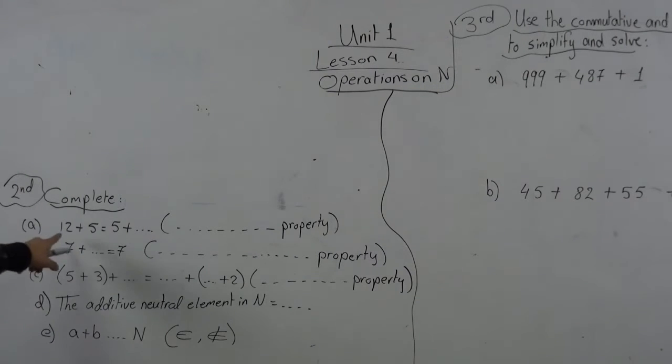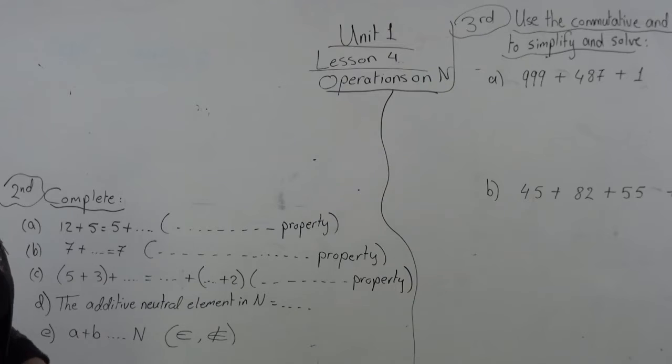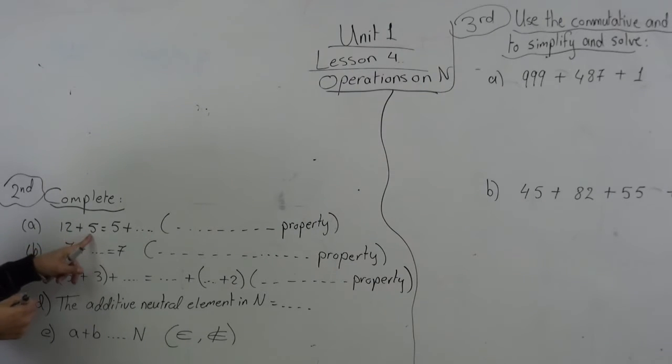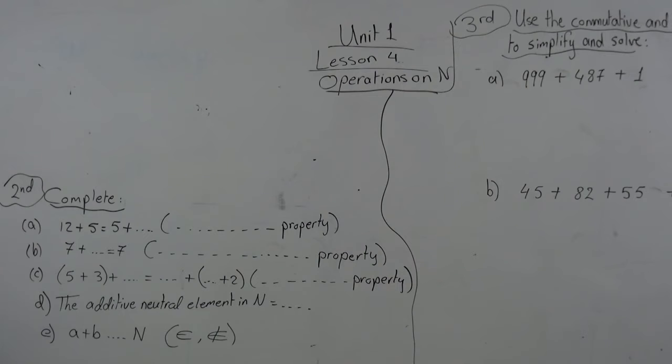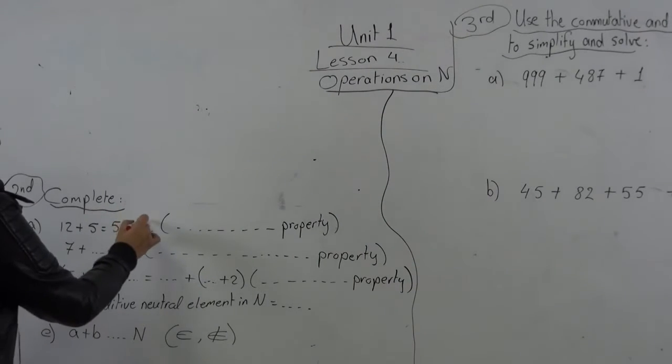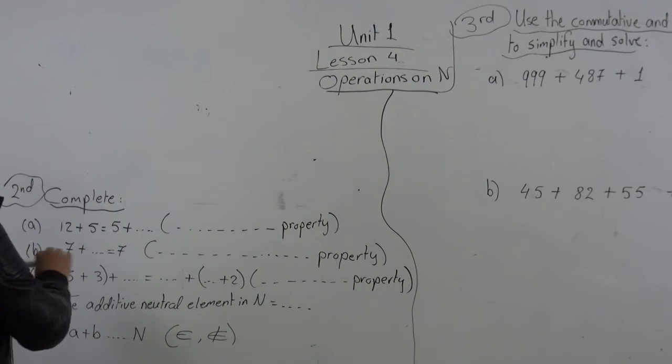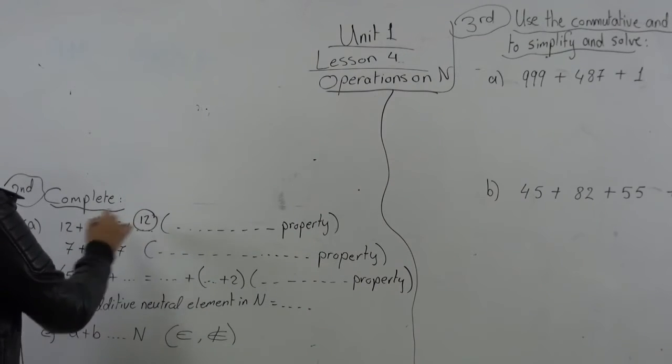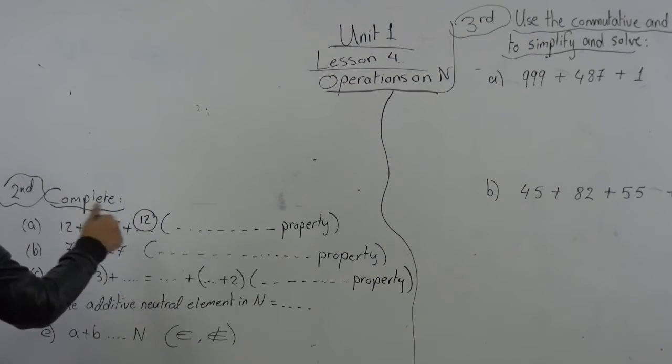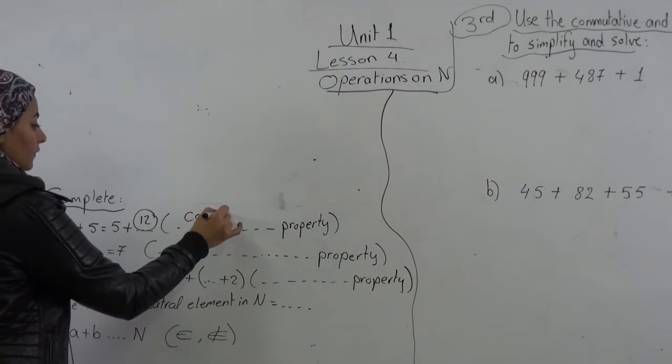Look here, 12 plus 5 equals 5 plus what? What happened here? 12 was the first number and 5 was the second number. After the equal, 5 became the first number, so of course 12 will be the second number. When 12 becomes the second number, what did he do? He exchanged places, which is called the commutative property.